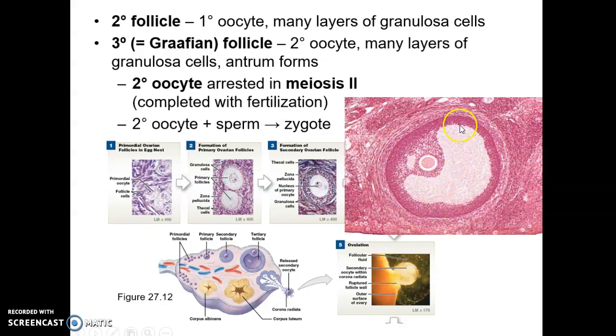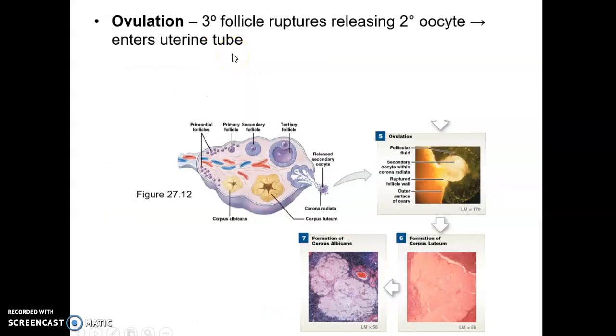And here's just a picture of a large Graafian follicle or tertiary follicle. There's the secondary oocyte and many granulosa cells and a large antrum. And the entire thing, again, tertiary follicle or Graafian follicle. So at ovulation, the tertiary follicle or Graafian follicle ruptures, releasing the secondary oocyte, which normally would enter into the uterine tube.